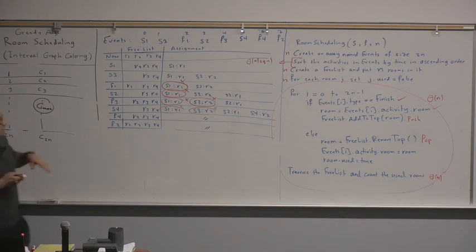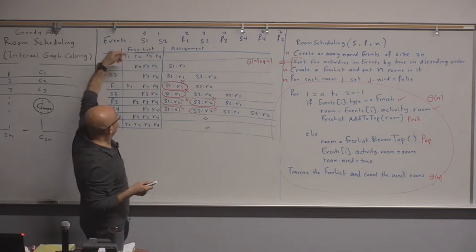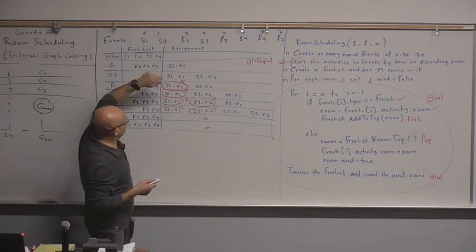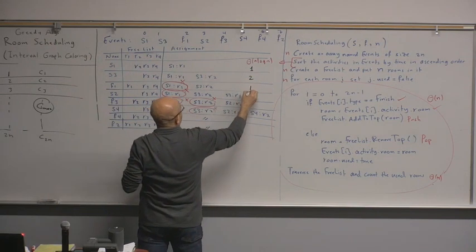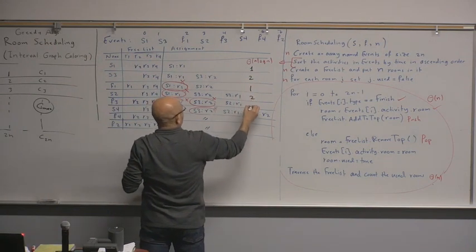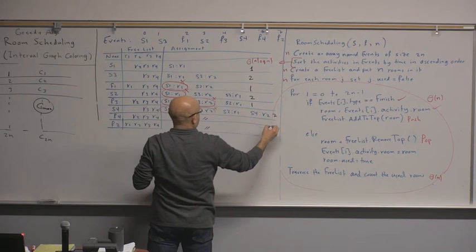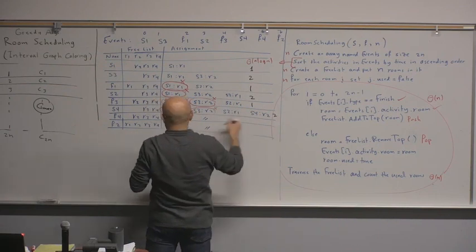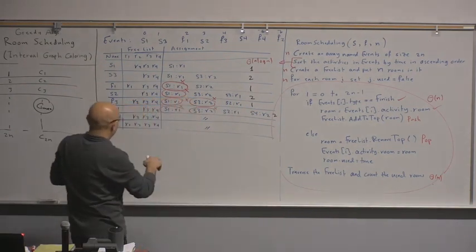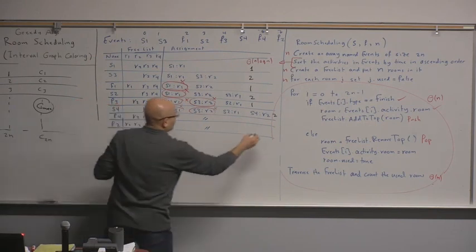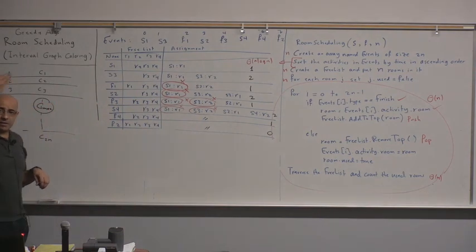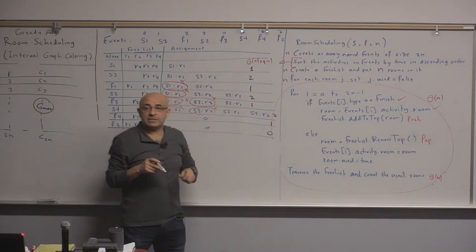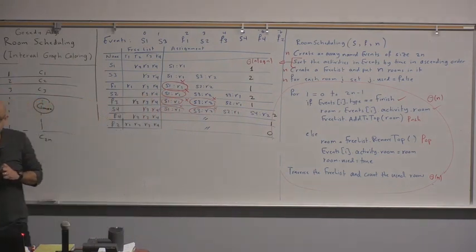Okay, so in this case, if you scan this, here I have 0 conflicts, here I have 1 conflict, 2 conflicts, 1 conflict, 2, 1, 2, and then I think it drops to 1, then drops to 0. So this is the number of conflicts that you have, and the maximum number that you got is 2, which means that you will need at least 2 rooms.